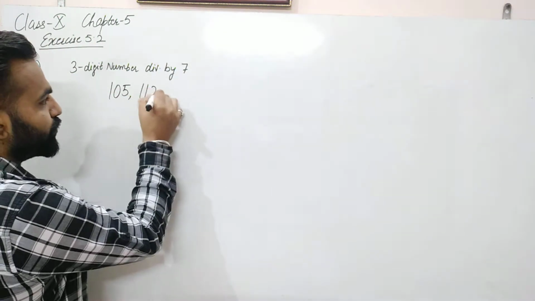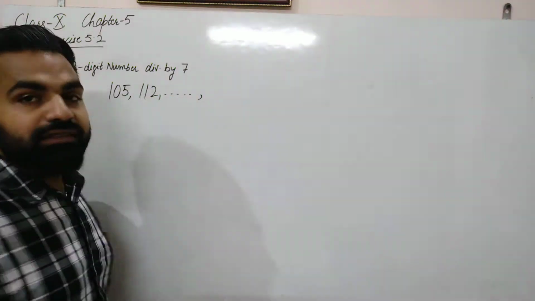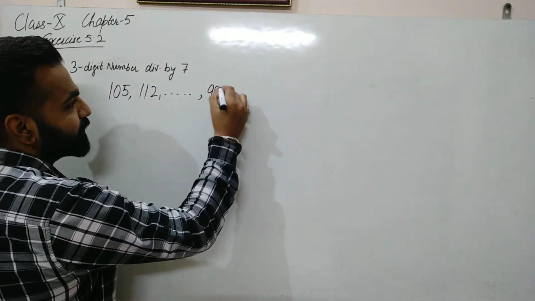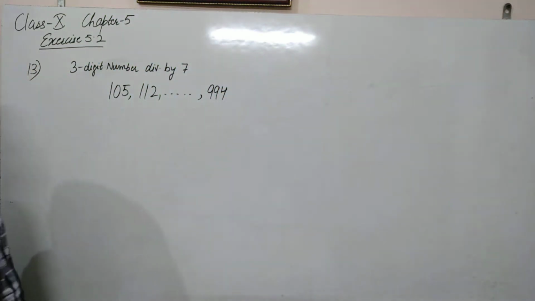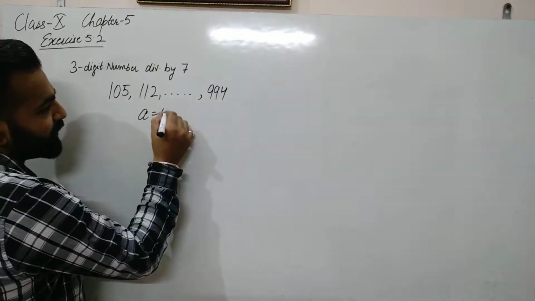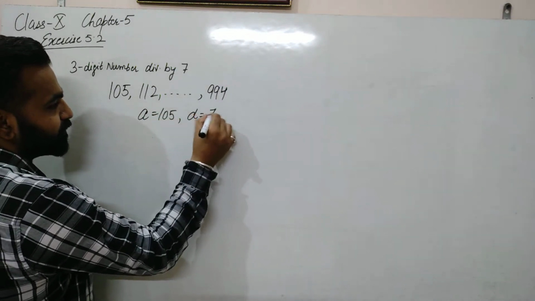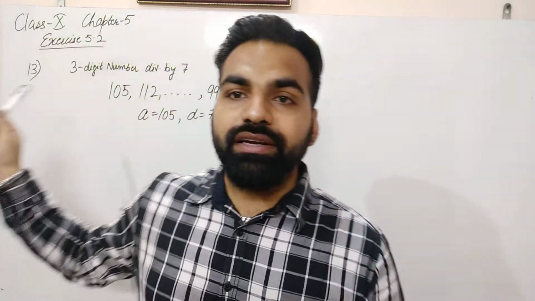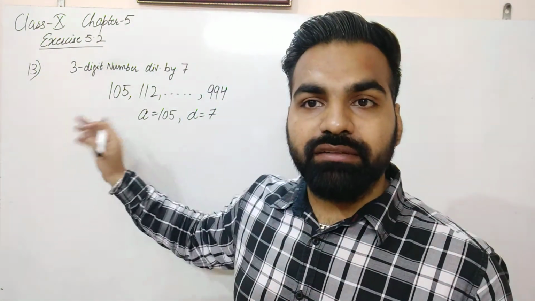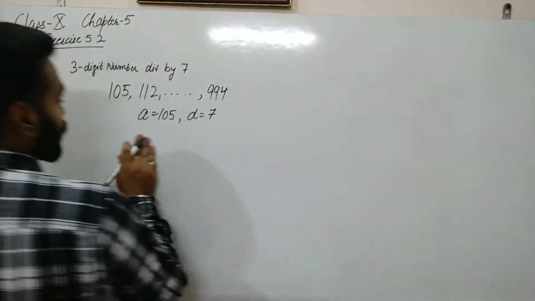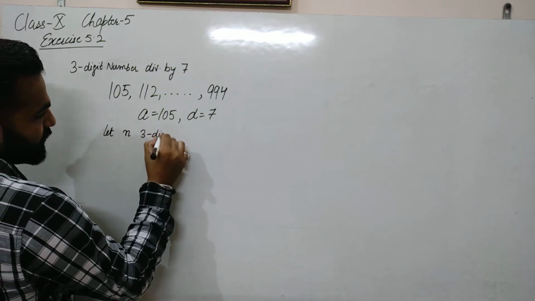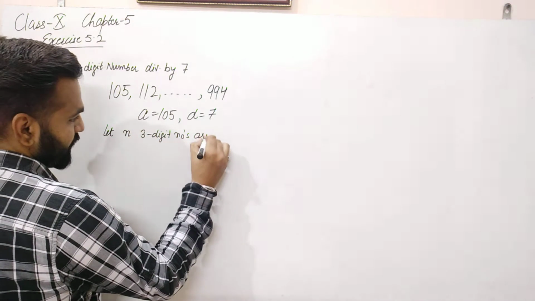Next will be 112, and the last 3 digit number which is divisible by 7 will be 994. So here we can see that this is an AP with the common difference 7. A is 105, D is 7. So we have to tell how many terms there are in the AP, that is, how many numbers are divisible by 7 here. So let n 3 digit numbers be divisible by 7.